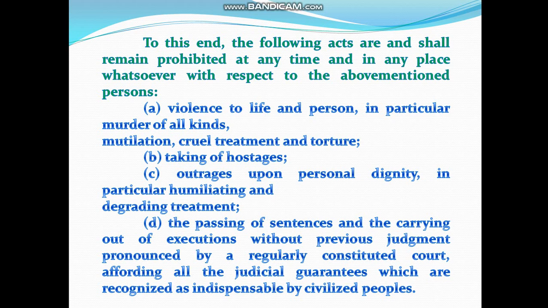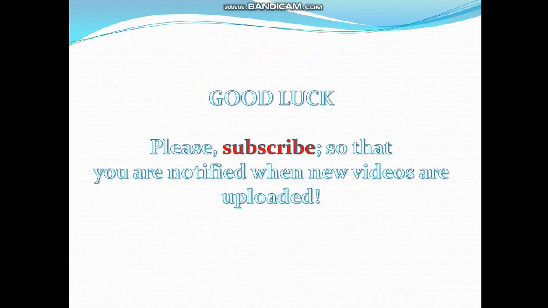To this end, the following acts are and shall remain prohibited at any time and in any place whatsoever with respect to the above-mentioned persons: acts of violence, and the taking of hostages. Actually, the taking of hostages represents a war crime according to the Rome Statute. Outrages upon personal dignity, degrading treatment, or any other of these prohibited acts must not be committed during non-international armed conflicts.